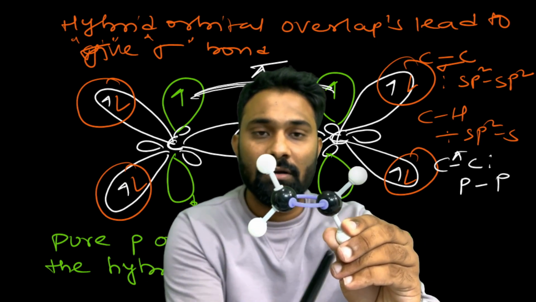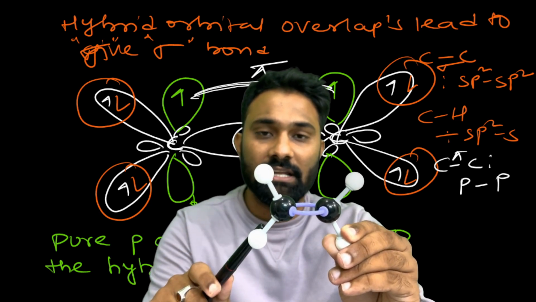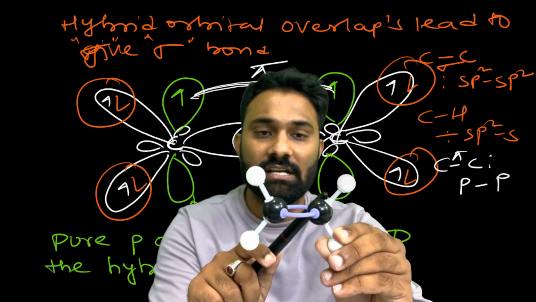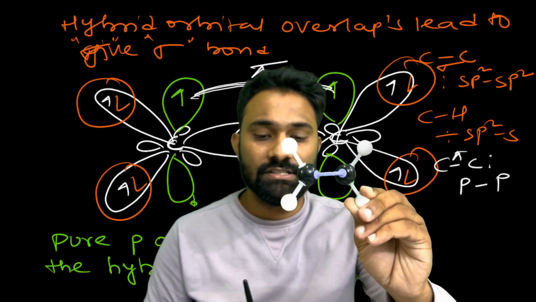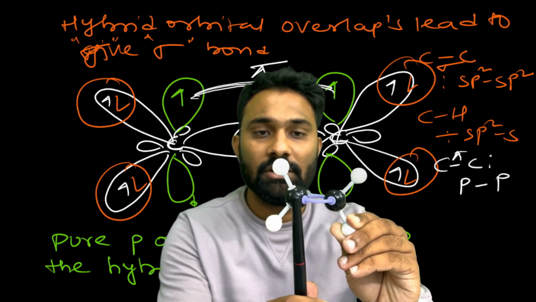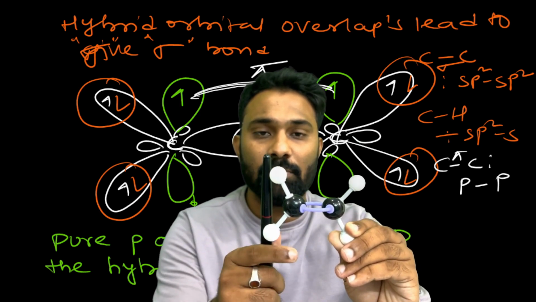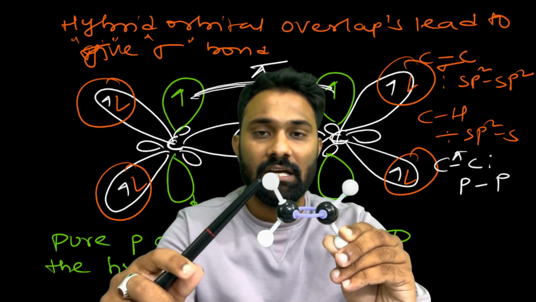One is a sigma bond and one is a pi bond, and this is carbon and hydrogen, carbon and hydrogen, carbon and hydrogen, and carbon and hydrogen. Now this is the ethene molecule. This carbon-carbon sigma bond is formed by the overlapping of sp2 and sp2, and this carbon-hydrogen bond is formed by the overlapping of sp2 and s.